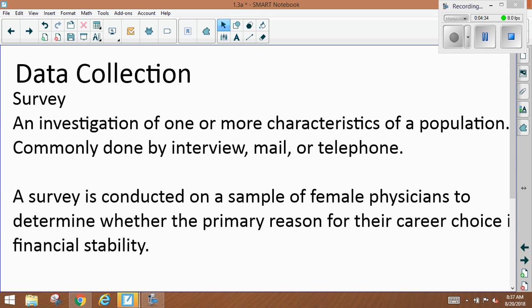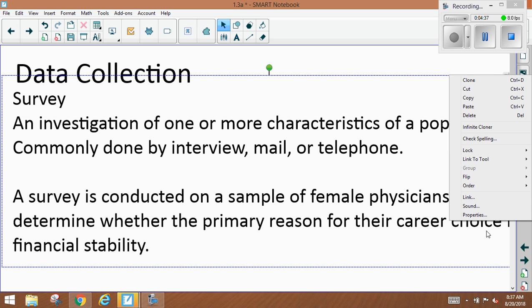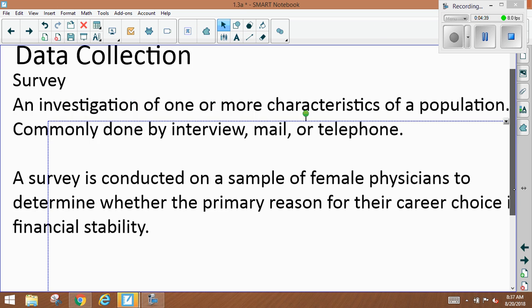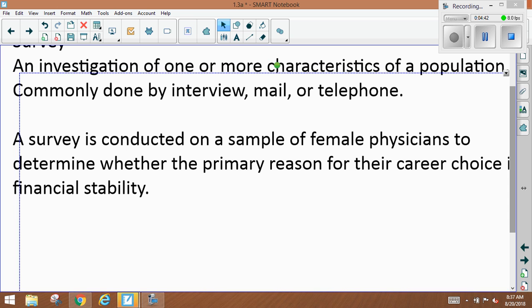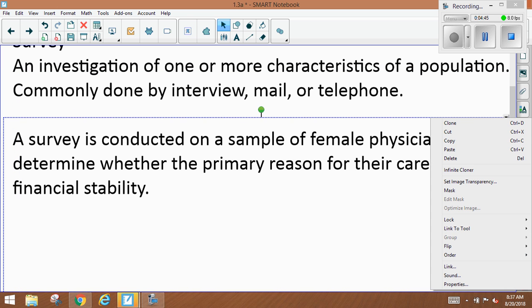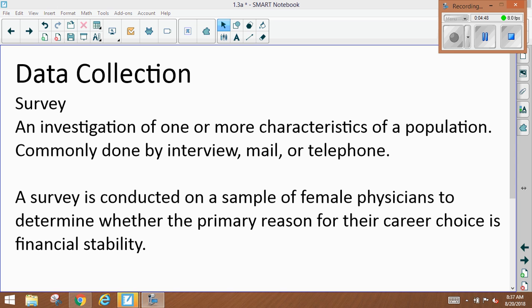I'm sorry, this over here says a survey is conducted on a sample of female physicians. I'm sure you guys are familiar with surveys and have responded to many. Sometimes you get a choice, sometimes you don't. A good survey would be one in which you actually don't have a choice. Everybody answers the survey.